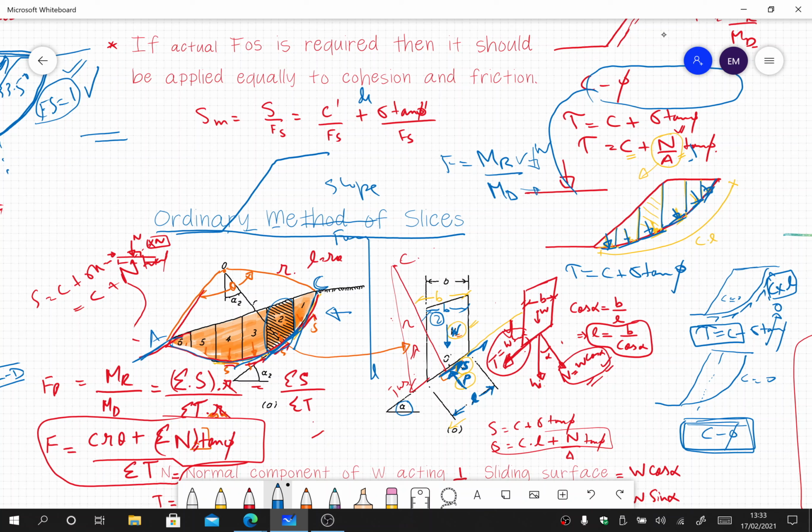Just to repeat, the forces acting are the weight, which is acting downward, the shear strength, which is acting along the failure plane at an angle alpha in the upward direction, and the reaction force P, which is acting normal to the failure plane.